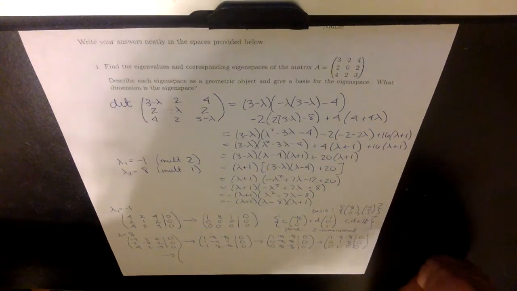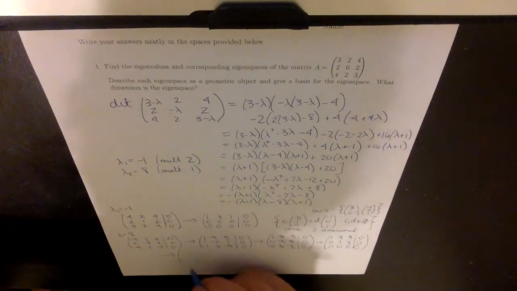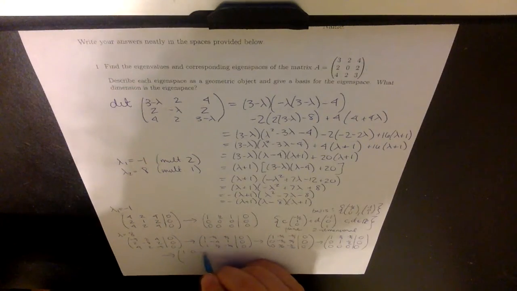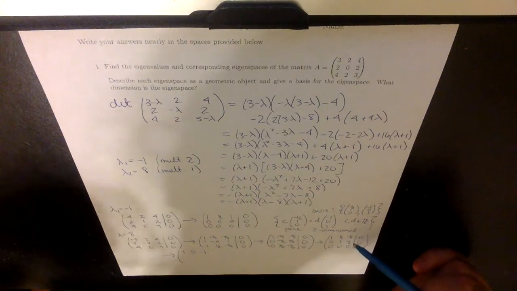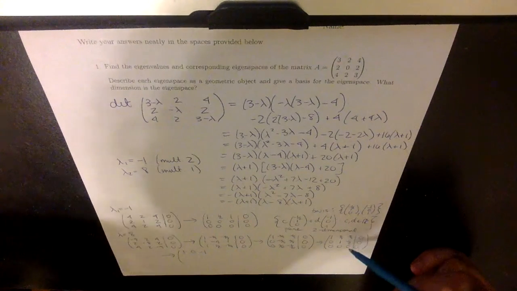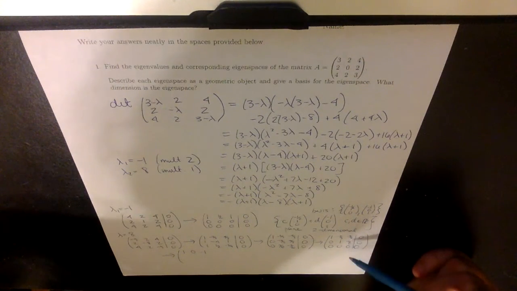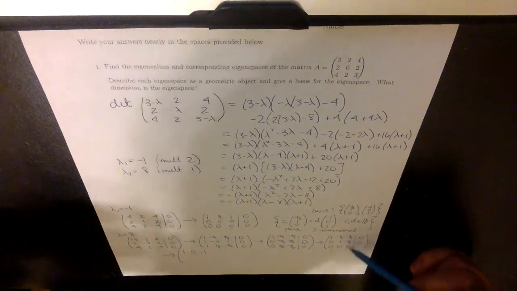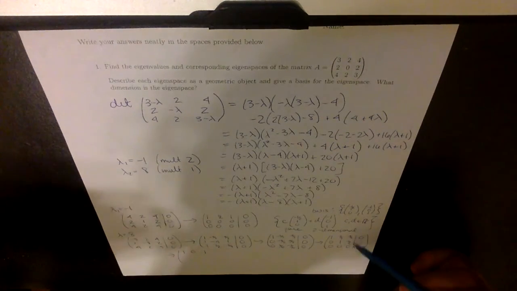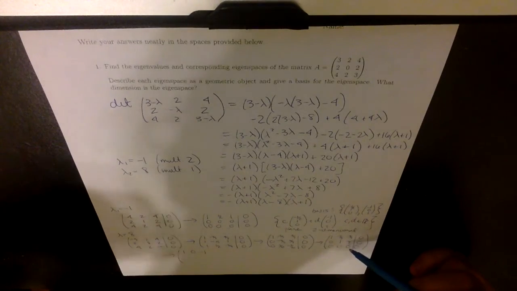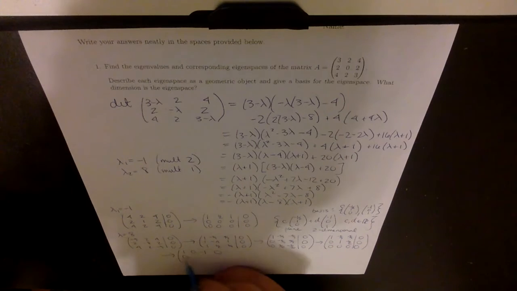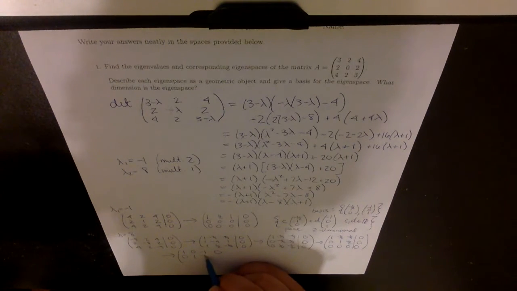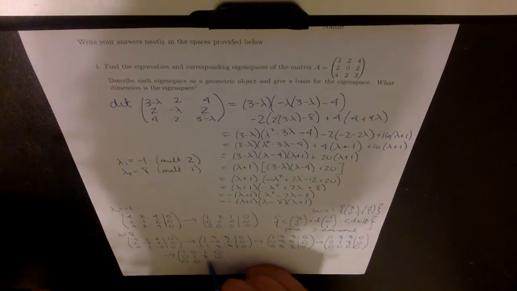Now I'm going to use this one to zero out this negative 2/5. So I get 1, 0, negative 1. So I have negative 4/5 minus a negative 2/5 of 1/2, which is negative 1/5. So negative 4/5 plus negative 1/5 is negative 1. And then 0, 1, negative 1/2, 0, 0, 0, 0, 0.